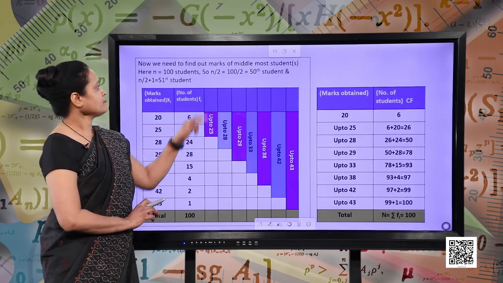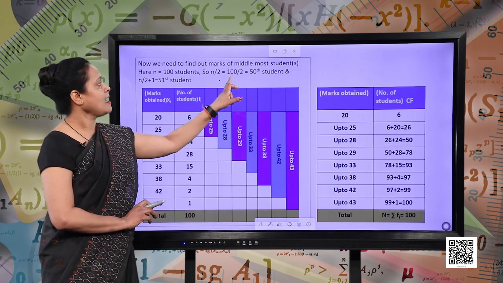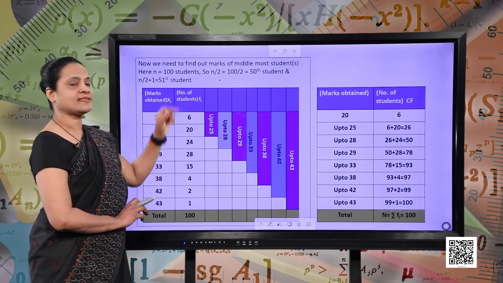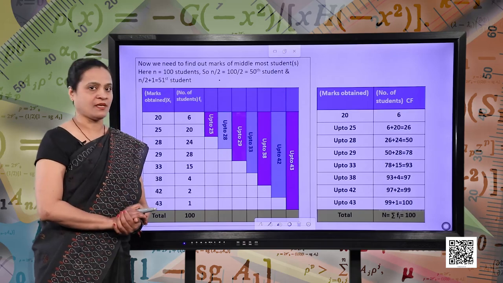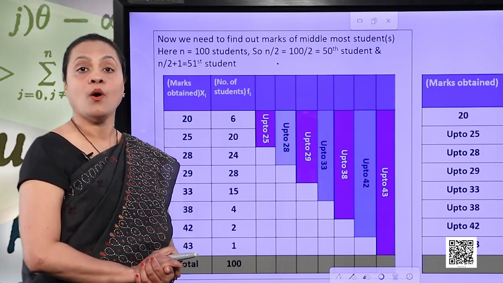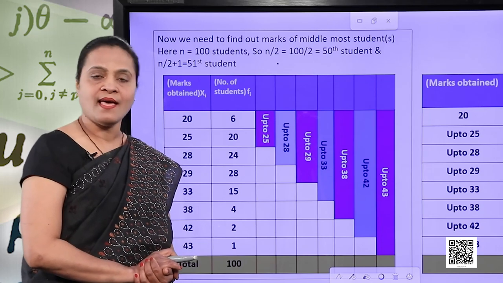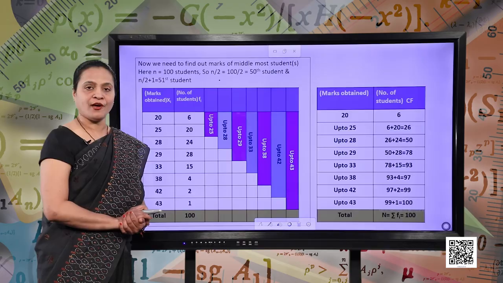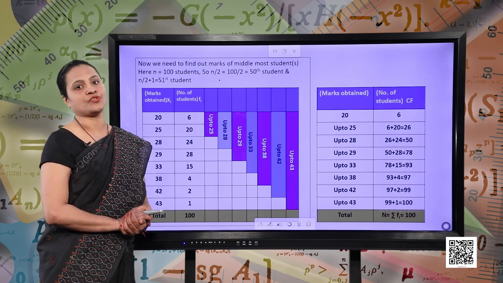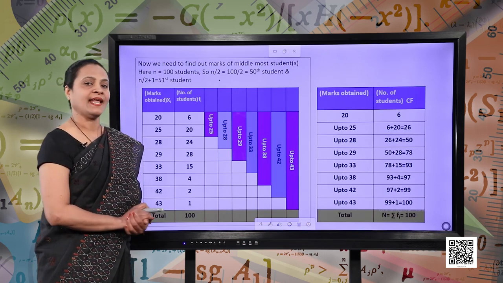So the middle observation will be 100 by 2, that is the 50th observation, and the next, that is the 51st observation. After arranging the data, how do we find out the marks of the 50th and 51st student? For that, we have to form a cumulative frequency distribution table. How to do that? Let us see.